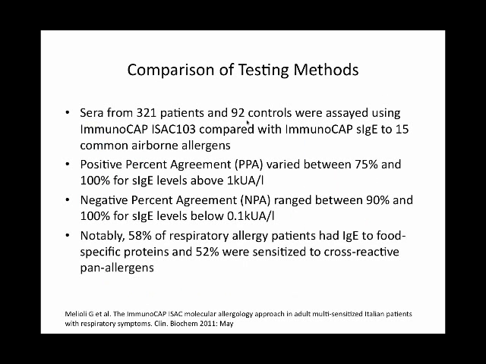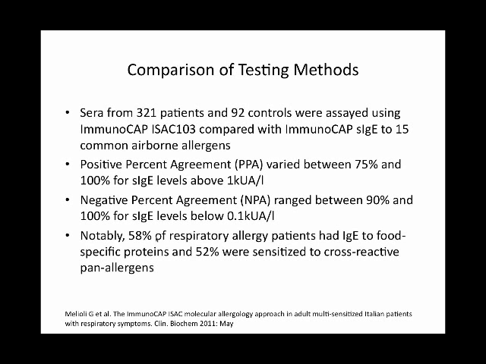Now, in comparing methods, there's the study by Melioli, and he found that as long as you were looking at reasonably sensitive patients, ones where the IgE was at least 1 kilounit per liter, you really had very good agreement between the ImmunoCAP and the ISAC to common airborne allergens. What I thought was fascinating was that 58% of the patients who had respiratory allergies also had specific food sensitivity.